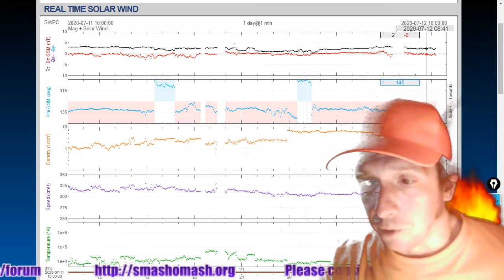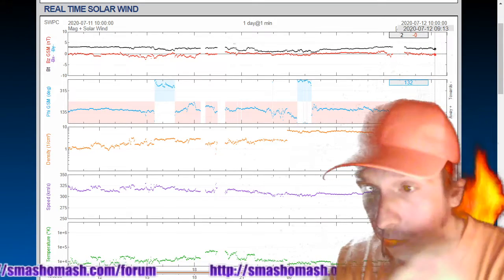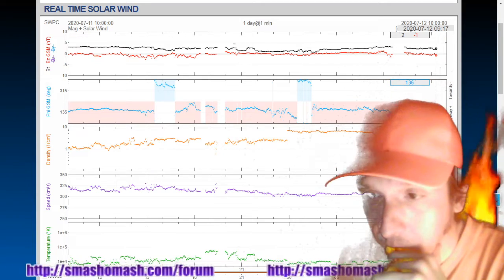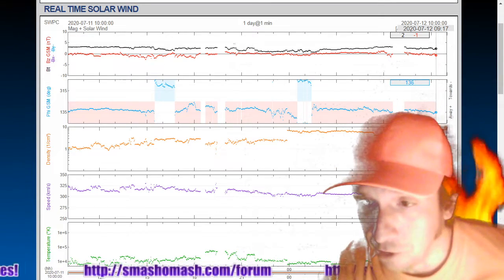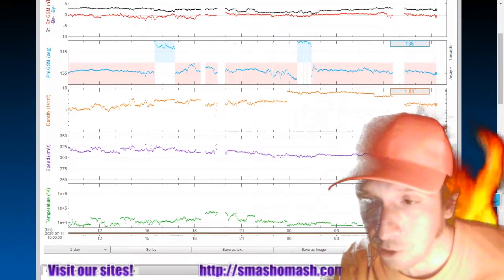So here's the real-time solar wind. Phi angle's around 132 degrees. Solar wind density, 1.81 protons per cubic centimeter. Solar wind speed down to 301. Density 1.81, speed 300 kilometers per second approximately.